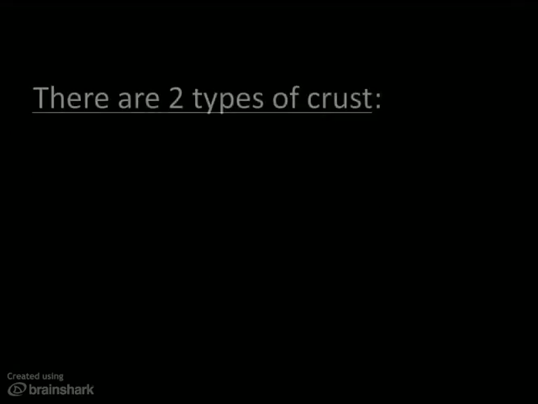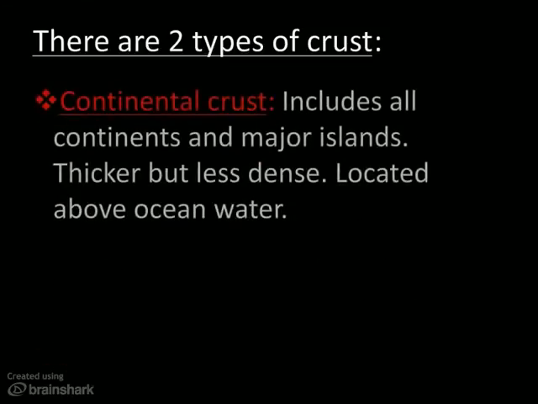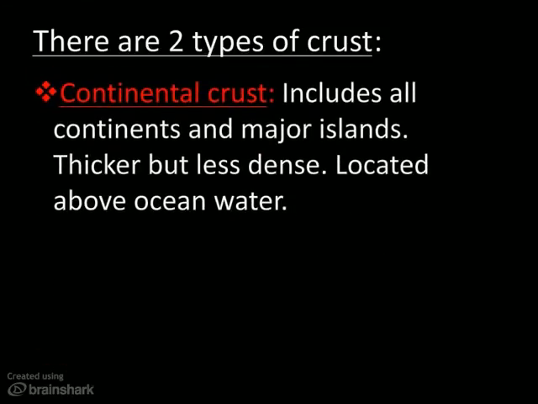There are two types of crust. The first type of crust is called continental crust, and as you may guess, it includes all of the continents, which there are 7, and all of the major islands. Now, this type of crust is thicker than the other crust we're going to talk about, but it's less dense, meaning that it's not as closely packed together as the second crust we're going to talk about. And all continental crust is located above ocean water.